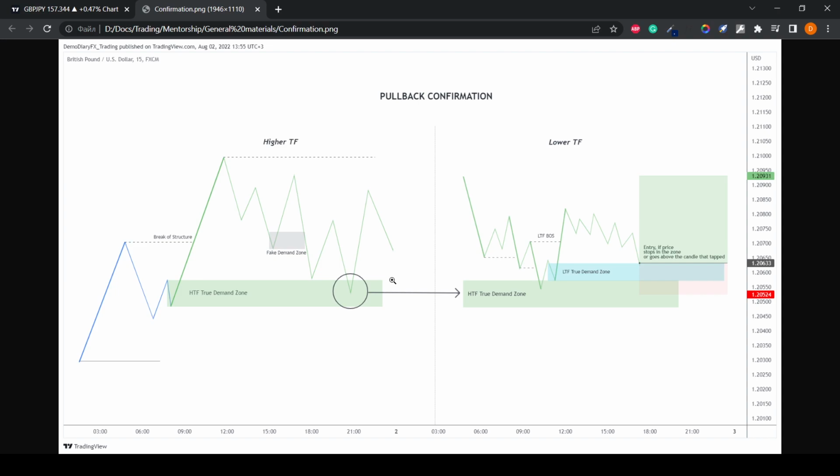Let's continue learning interesting things about supply and demand, and in this lesson we will discuss true and fake zones. A true zone is a part of the route of the move, and a fake zone is a part of inside structure. A true zone is a part of a structural move, structural range, and it is the zone that created the break. And a fake zone is created by the inside structure.